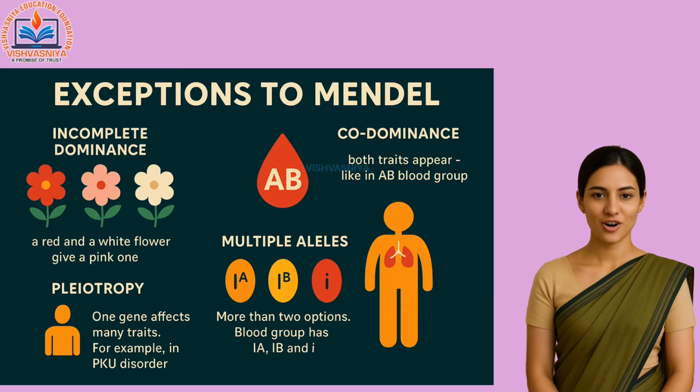His third law is called the law of independent assortment. If we look at two traits, say seed shape and seed color, round versus wrinkled and yellow versus green, the traits separate independently. This leads to the famous 9:3:3:1 ratio in a dihybrid cross. That means 9 round yellow, 3 round green, 3 wrinkled yellow, 1 wrinkled green. It's like doing two monohybrid crosses at the same time.